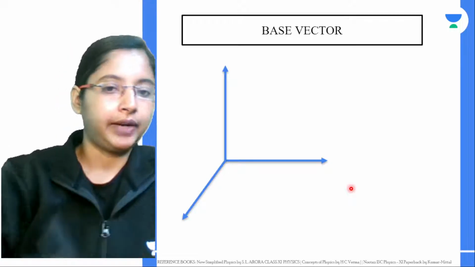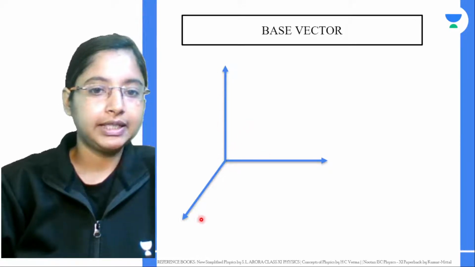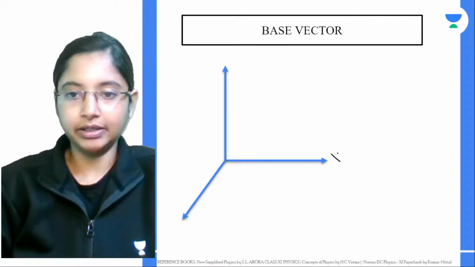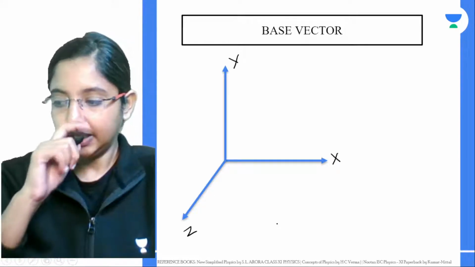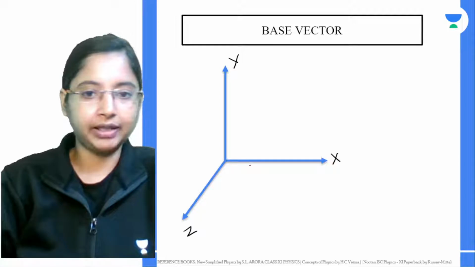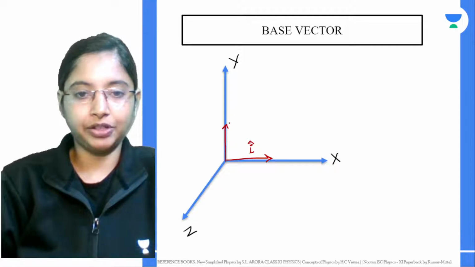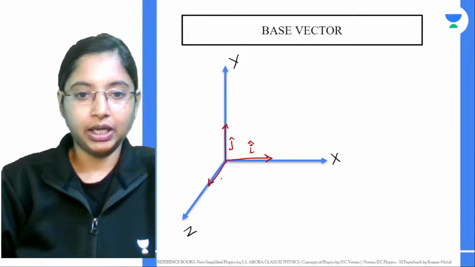Okay, right now again. So let's see what a base vector is. Now let's take the Cartesian coordinate system. So this is actually your x direction, right? This is your x, y coordinates and z. Now let's say there are three vectors on these quantities. Let's say this is your i vector, or i cap. And along the y you have j cap. Along the z over here you have k cap.